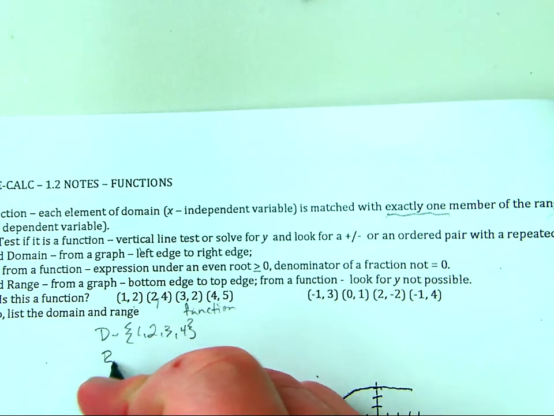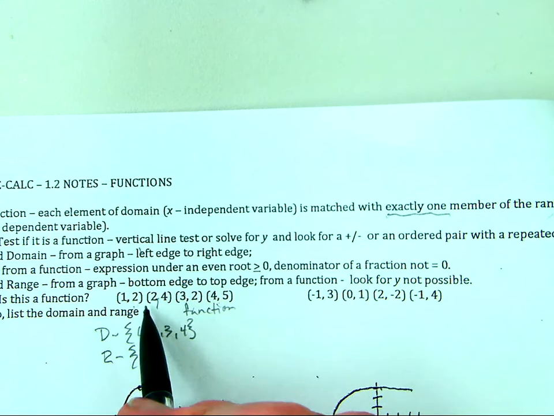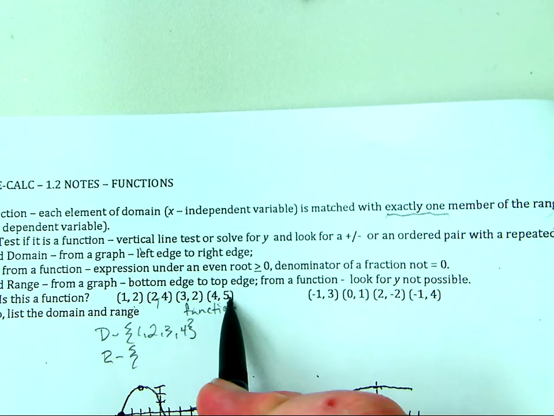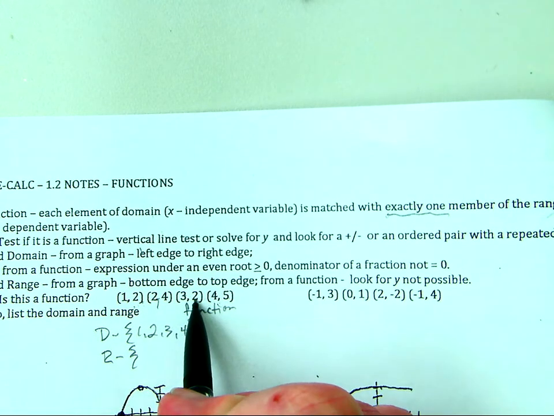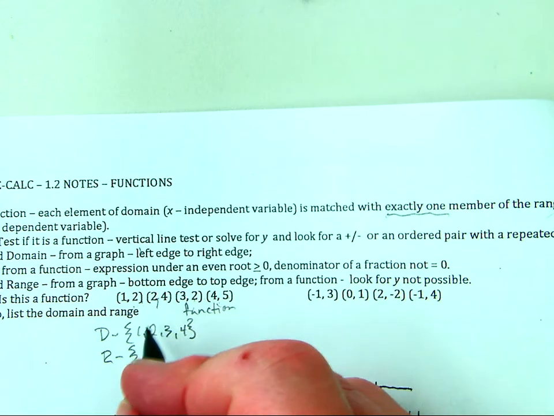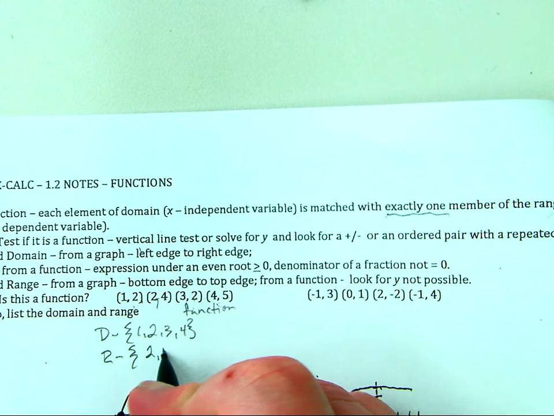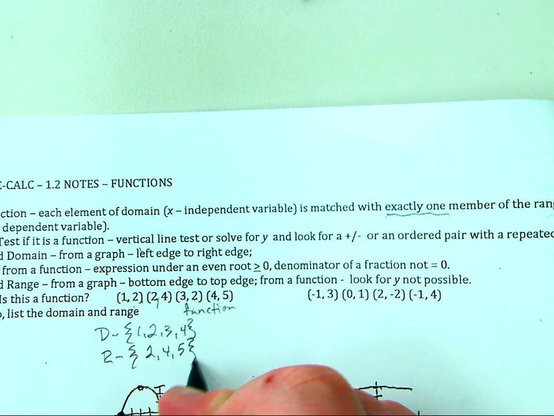The range is the y's. So here the y's are 2, 4, 2, 5. Now notice 2 occurs twice. That's okay. It's still a function. It's all right if the y repeats, just not the x. So the range is 2, 4, 5. We don't need to list the 2 twice.